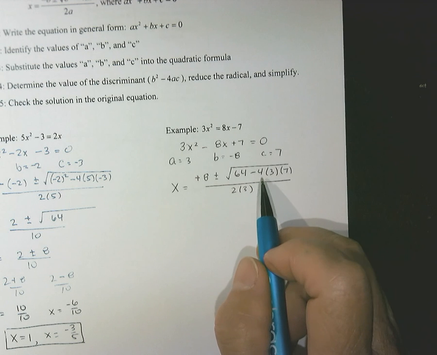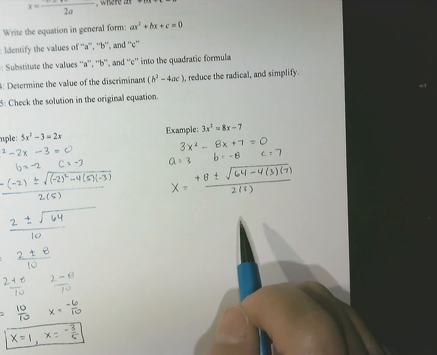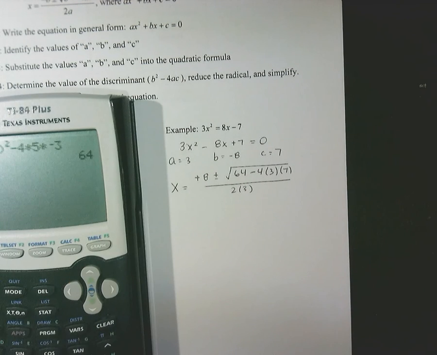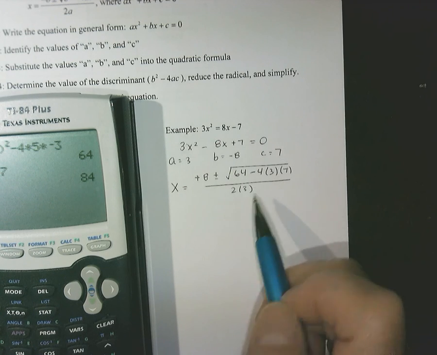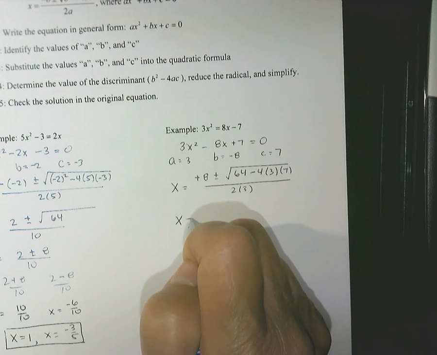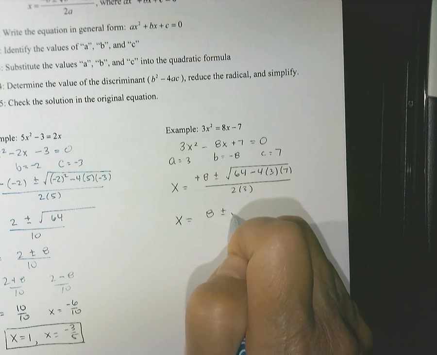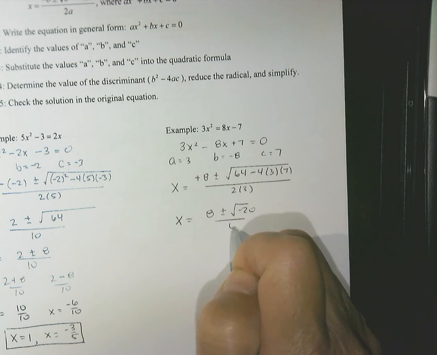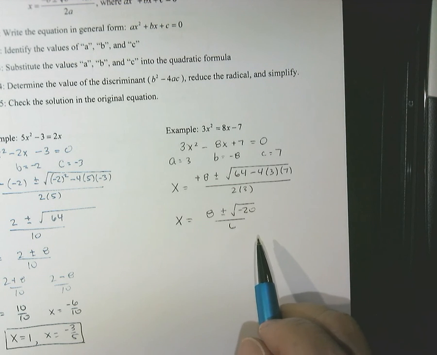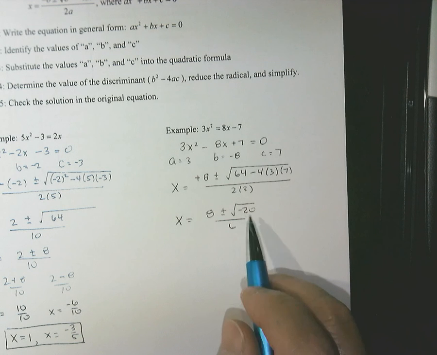So now I've got 12 times 7 is 84. I'm going to have 64 minus 84, so it's going to be -20. So I'm going to have x equals 8 plus or minus the square root of -20 over 6. This is why we reviewed complex numbers before doing this section. This is going to be a complex number.